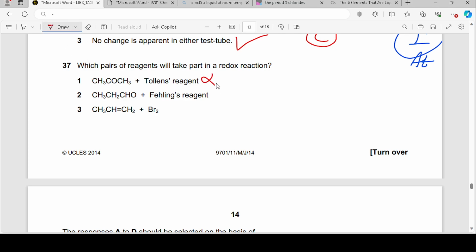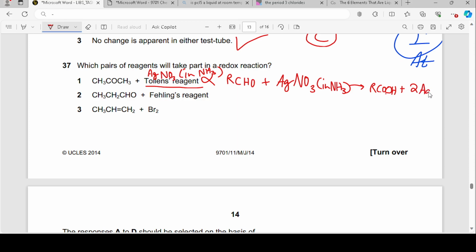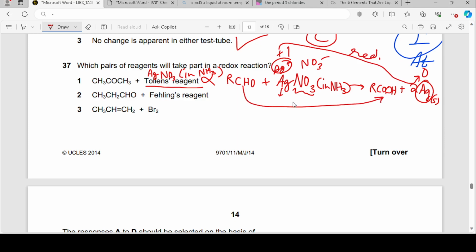Tollens reagent is basically AgNO3 in ammonia, right? So ammoniacal AgNO3. When you do the reaction, if you have an aldehyde, RCHO, the arbitrary aldehyde, plus AgNO3 in ammonia, then the product that you get is basically RCOOH, your carboxylic acid, so it's being oxidized, plus 2Ag solid, right? NO3 is NO3 minus, and so this is Ag plus. Ag plus means it's plus 1, and then Ag here is going to be 0. So this is being reduced. And RCHO to RCOOH, aldehyde to carboxylic acid, that is obviously oxidation. So that would be a redox reaction.